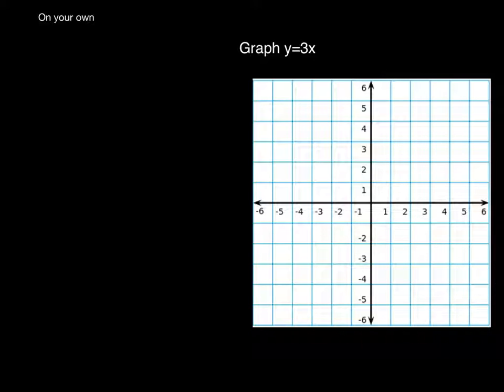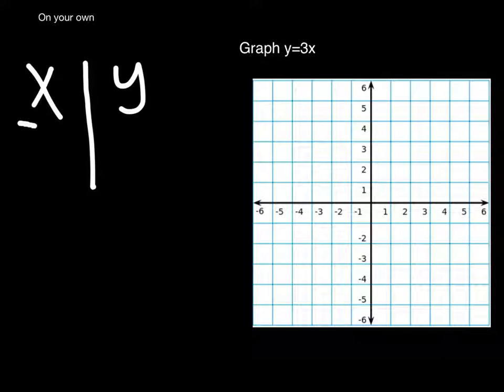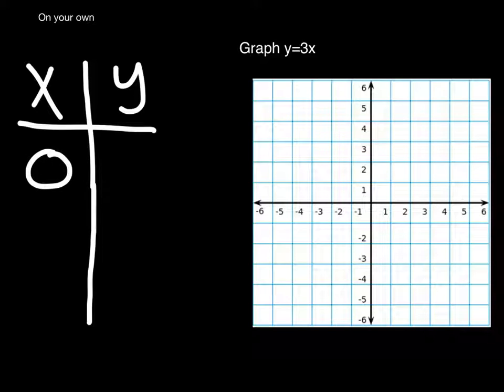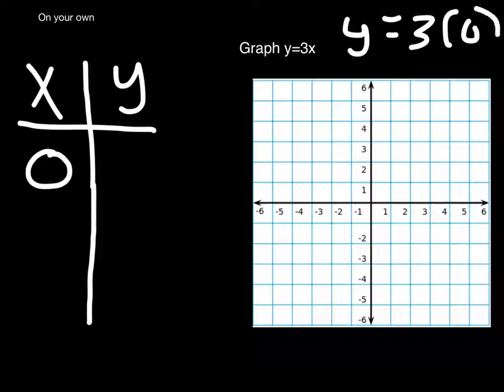If you did this correctly, you would have started with 2 columns, one for x, one for y, and you need to plug in some values for x. Any values will work. Usually 0 will be the easiest. So when I make x 0, I have y equals 3 times 0, which is 0. So when x equals 0, y is 0.